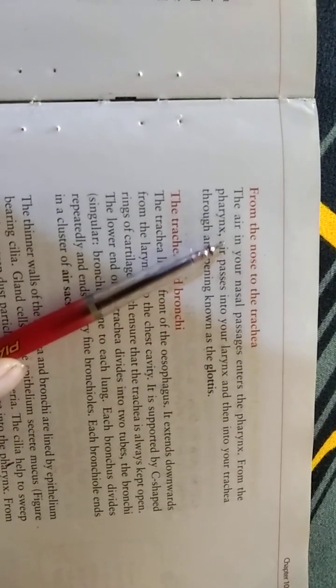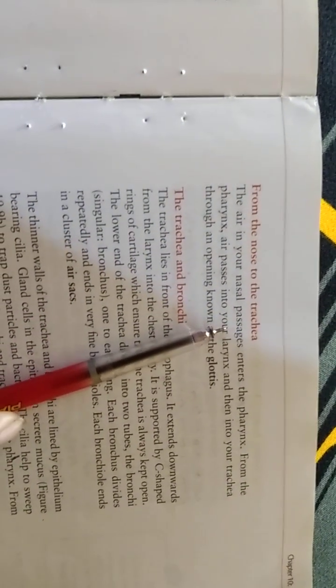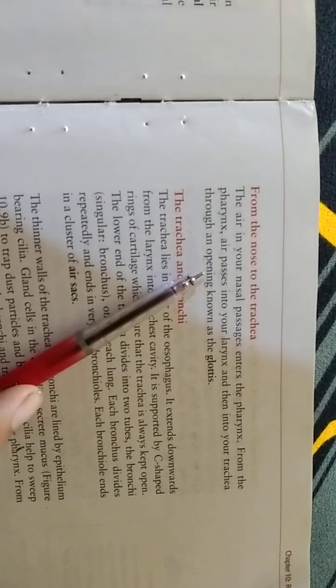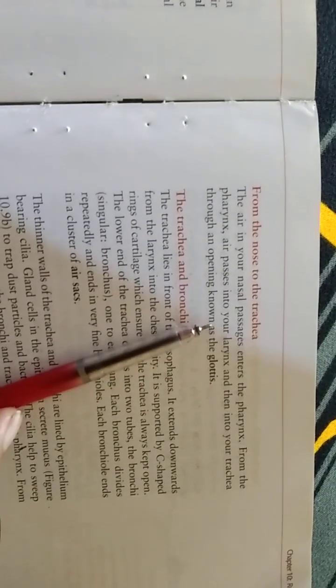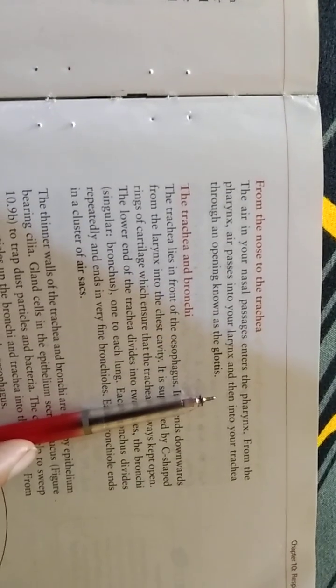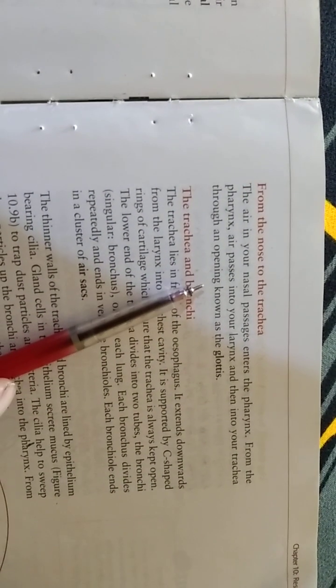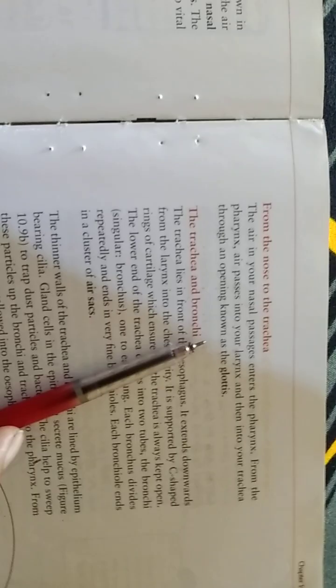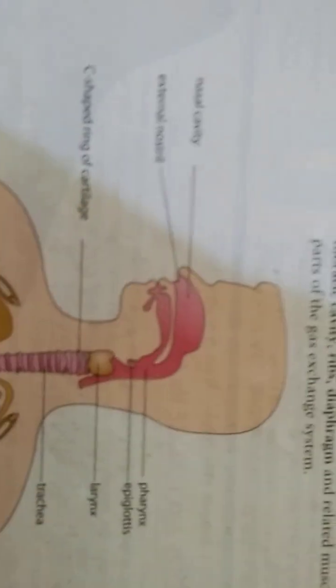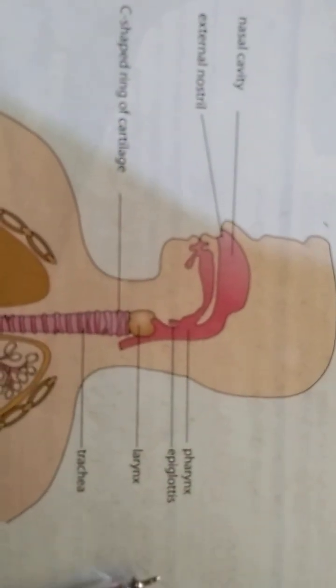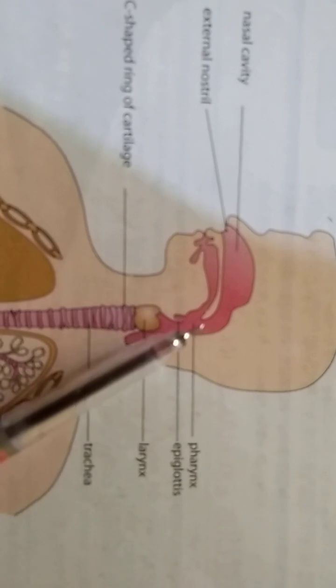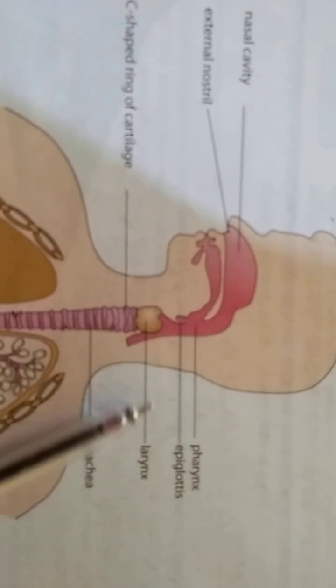From the nose to the trachea, the air in your nasal passage enters the pharynx. From the pharynx, air passes into your larynx and then into your trachea through an opening known as the glottis. Air enters the pharynx and then enters into the larynx.